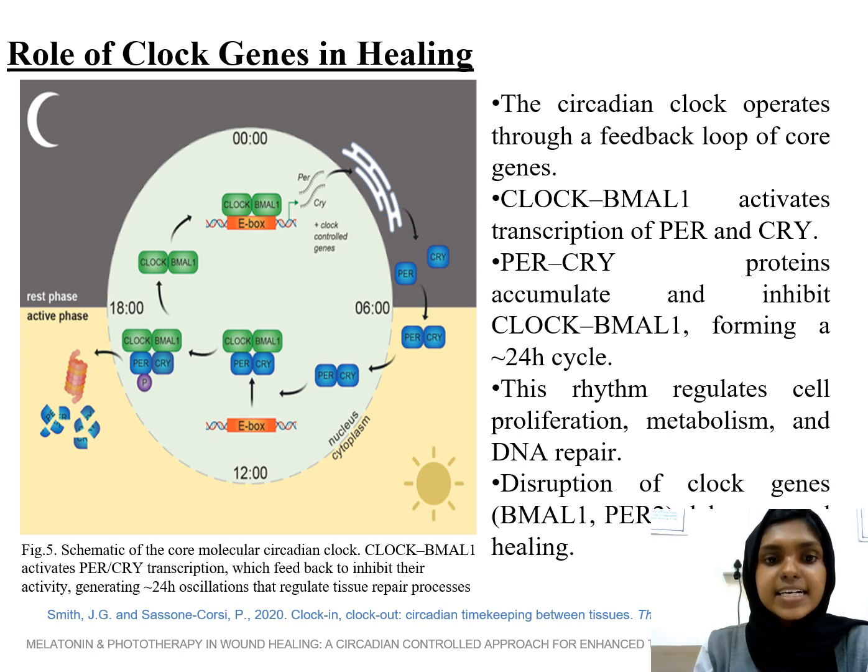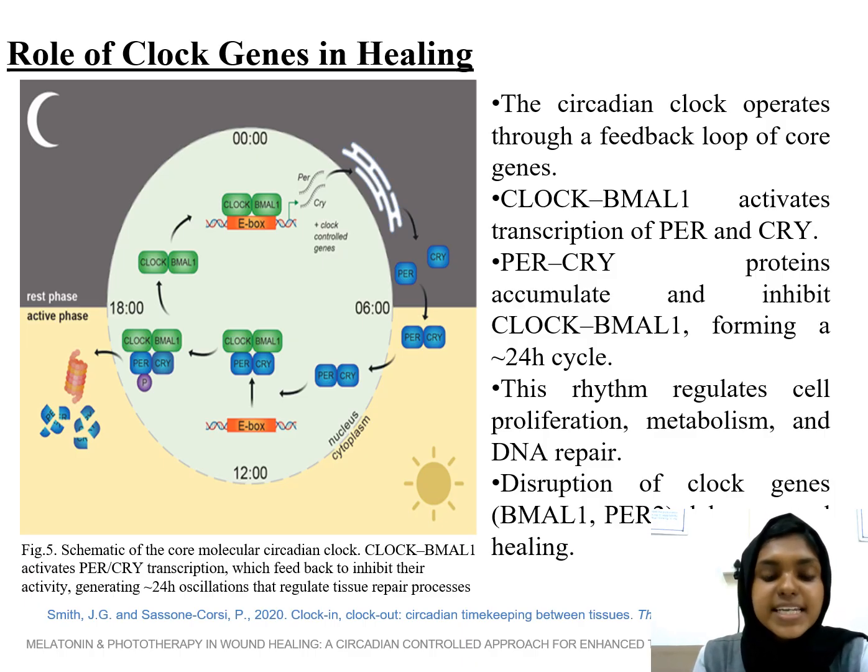Then the second, that is at 6, the translation and cytoplasmic accumulation takes place. The first process that takes place in the sixth portion is that PER and CRY mRNAs are translated in the cytoplasm. Then their proteins accumulate. Then these proteins initially remain cytoplasmic and undergo post-translational modification.